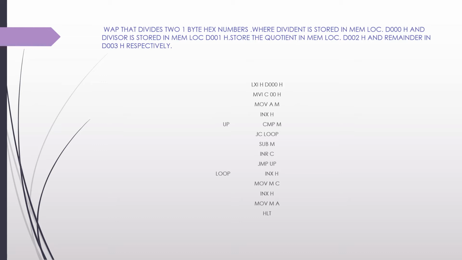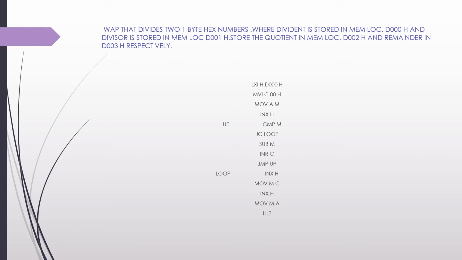If at all it ends here itself, then you go out of the loop, or else you go to subtraction, increment C. So this goes on repeating until the accumulator contents become smaller than the memory content. Once the accumulator contents become smaller than the memory content, you jump to the instruction INX H, and whatever is there in C, you are storing it in a memory location.